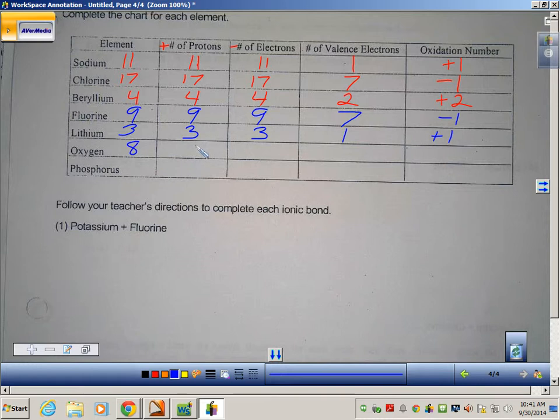How many protons? Electrons? Valence electrons? Give up 6, gain 2. Gain 2 and become -2.